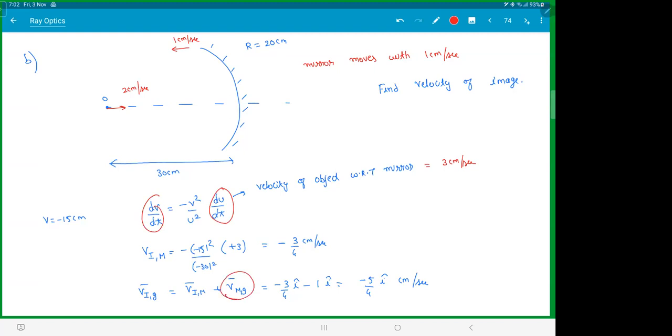So if the mirror moves, there are 2 things you have to do. Please check this thing. This is a goof up people do if they don't realize that dv by dt is actually relative velocity and not the actual one. And simple reason, what is v? Distance between object and mirror. So if I differentiate that, what should I get? Relative velocity between them. Please check.